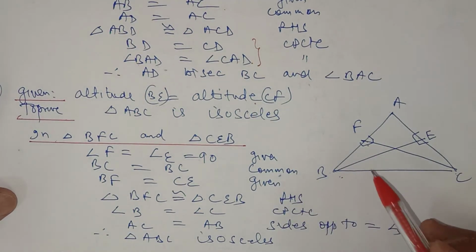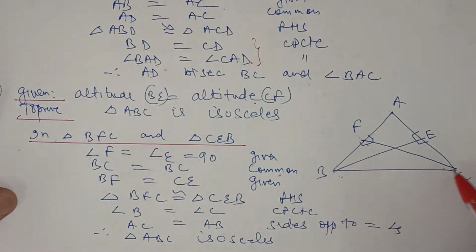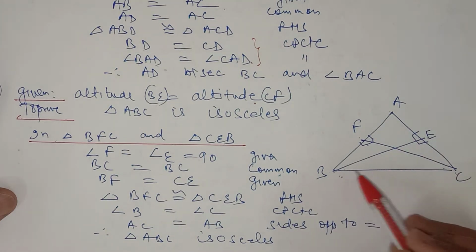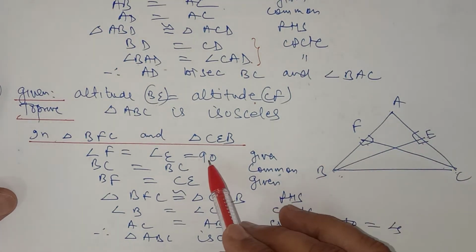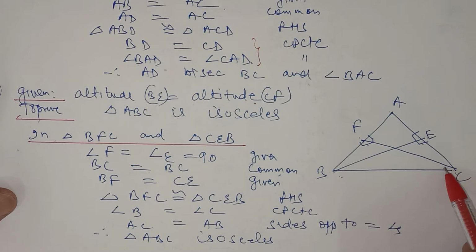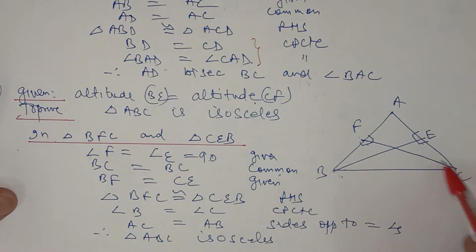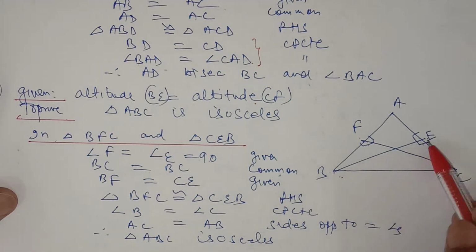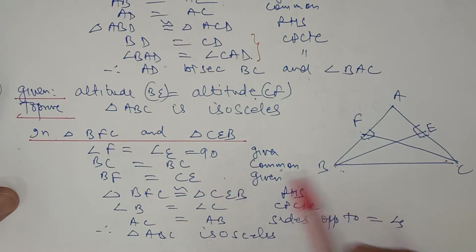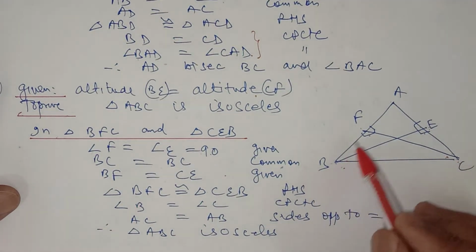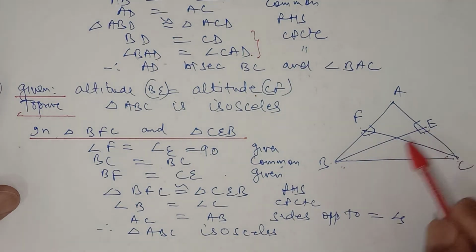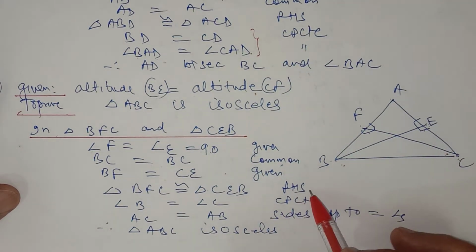Now in triangles BFC and CEB, angle F is equal to angle E, both 90 degrees. BC is common in both the triangles, and CF is equal to BE. It is given that the altitudes are equal. The triangle BFC is congruent to CEB by the RHS congruence rule.